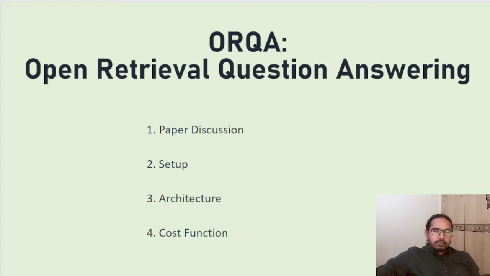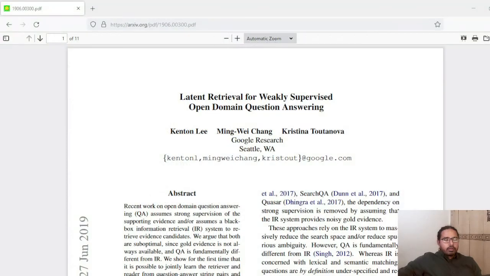The video is set up in 4 different parts. First we'll discuss a little bit about the paper in which this task appeared. Then we'll talk about the task setup and then the architecture and the cost function that is used in this task. So talking about the paper, ORQA as a task first appeared in this paper called Latent Retrieval for Weakly Supervised Open Domain Question Answering.